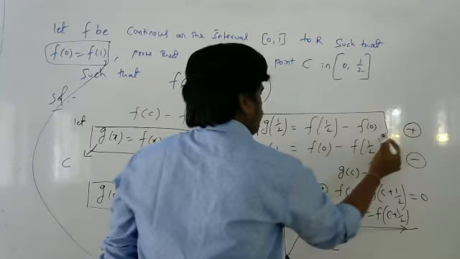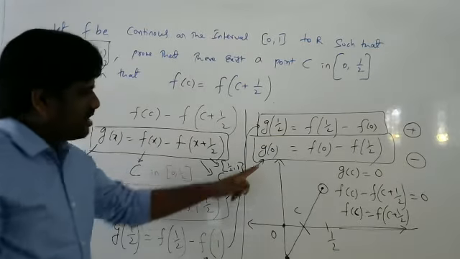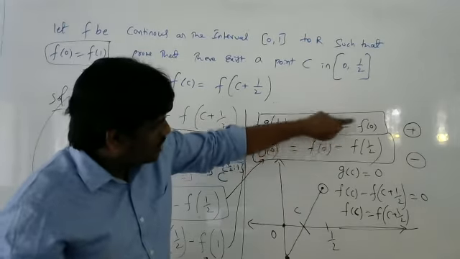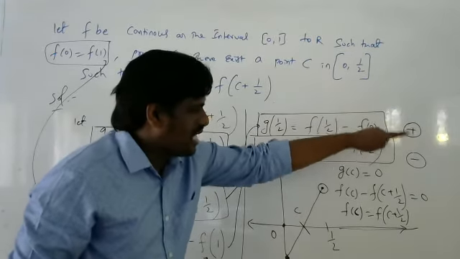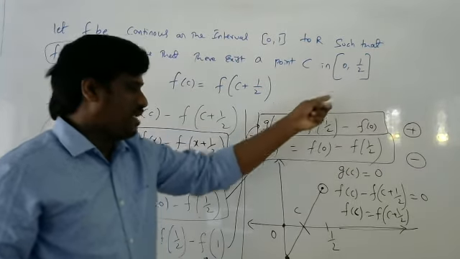I got this one point here and I got another one here. When I substituted g of 0, I got this. G of half, I got this. These both are looking opposite in sign. So if I consider one is plus, then another will be minus. If I consider one is minus, then another one will be plus.